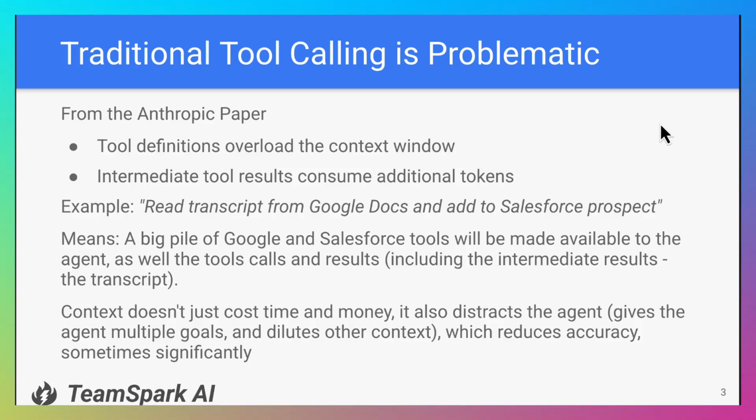Now the model has to not only solve the problem you wanted to solve, but it has to figure out which tool to call and what order to call them in and what to do with the tool input and output, all as part of its goal orientation. So it's a problem.